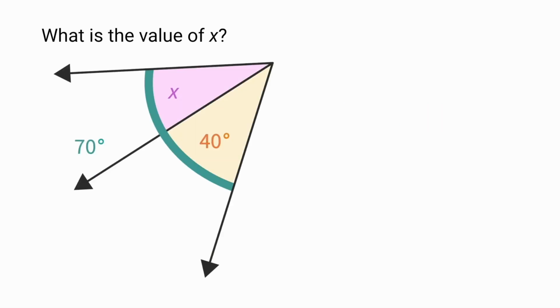Here we're looking for the value of x. We have these two adjacent angles. One is labeled with x and the other measures 40 degrees. Together they form an angle that measures 70 degrees. So we can show their relationship with the equation x plus 40 degrees equals 70 degrees. Now, how do we find the value of x?